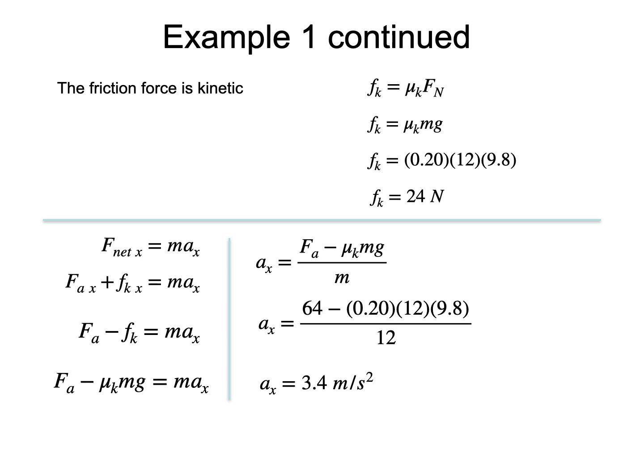the acceleration. The final answers are that the acceleration is 3.4 meters per second squared towards the east, and that the kinetic friction force is 24 Newton towards the west.